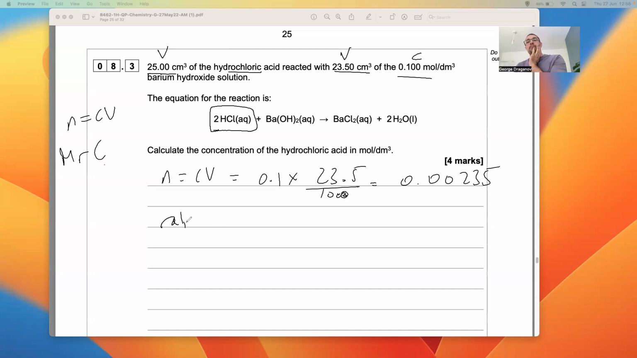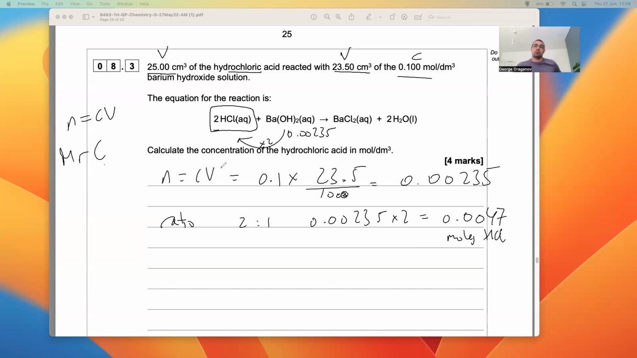Then the ratio, it's 2 to 1, 2 to 1. But interestingly, we did not work this one out, we worked out this one. So we're going from here to here. So if this one is 0.00235, it needs to be doubled to get to this one. So we're going to do 0.00235 times 2, and we get 0.0047. That will be the moles of HCl.